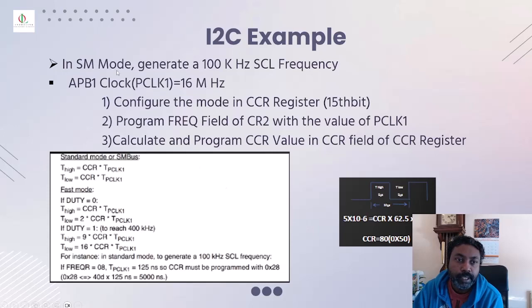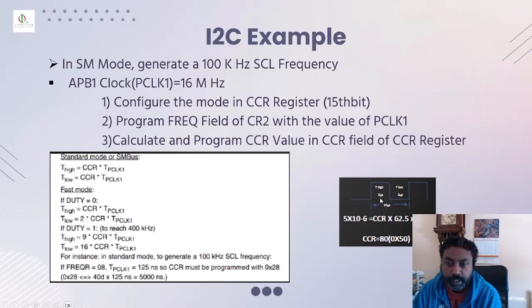This is the example. In the standard mode, to generate a 100 kilohertz serial clock frequency, the peripheral clock will come with a 16 megahertz. So first you need to configure the mode in the CCR register's 15th bit to say that you're going to use it as an I2C bit. Then program the frequency field of CR2 to the value of the peripheral clock. Then calculate and program the CCR value in the CCR field of the CCR register.